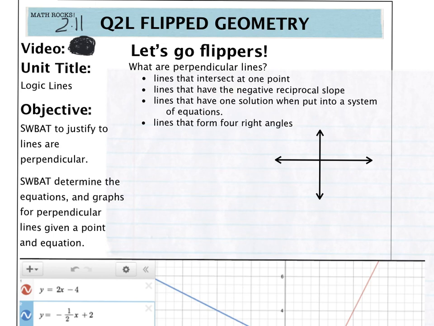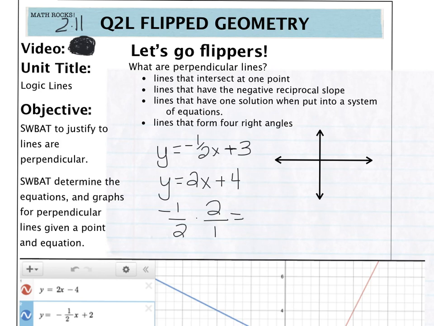There are also lines that have a negative reciprocal slope, and I've talked about this a bit in class. What I mean by negative reciprocal is if we look at the slope of this line, which is negative 1/2, and the slope of the line below it, which is 2, then if we multiply those two slopes together, negative 1/2 times 2, which is really 2 over 1, we get negative 2 over 2, which equals negative 1. That's what it means to be a negative reciprocal.